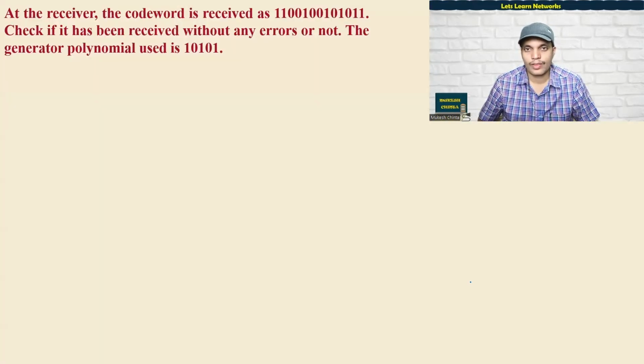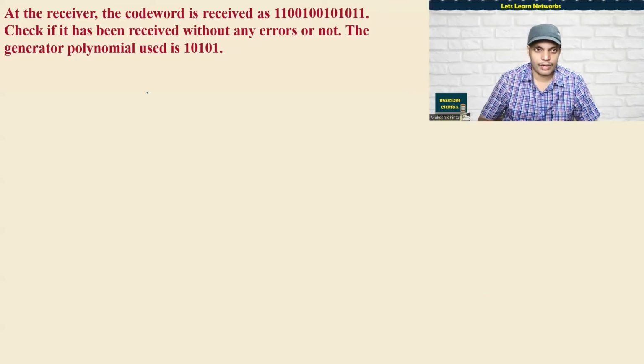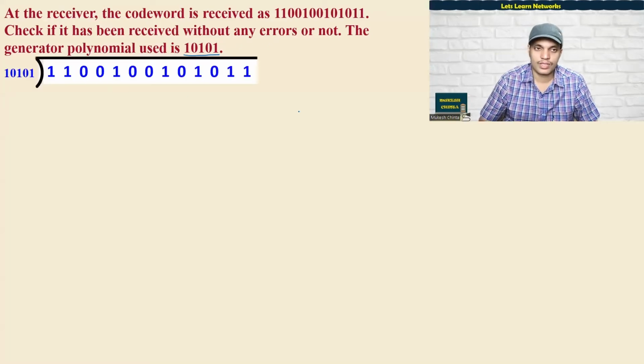Now let me show you another example. In this example, a code word has been received at the receiver, and the receiver has to check whether the received code word contains any errors or not. There is also a generator polynomial which is given, which is used at the sender also. So let us do the same calculation.